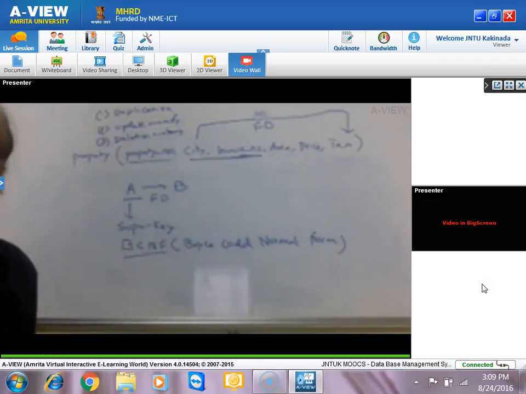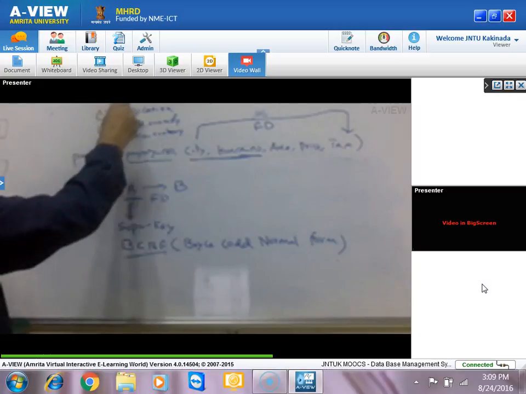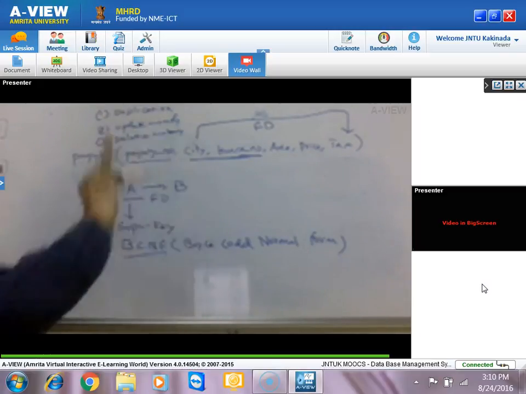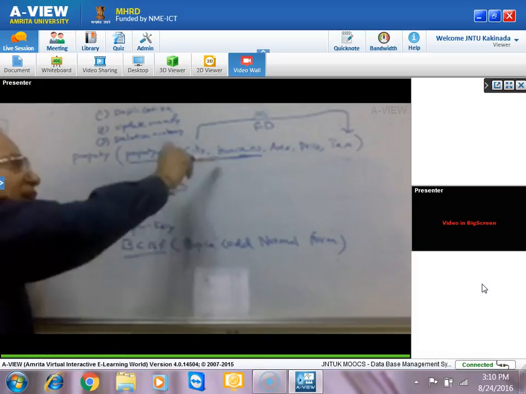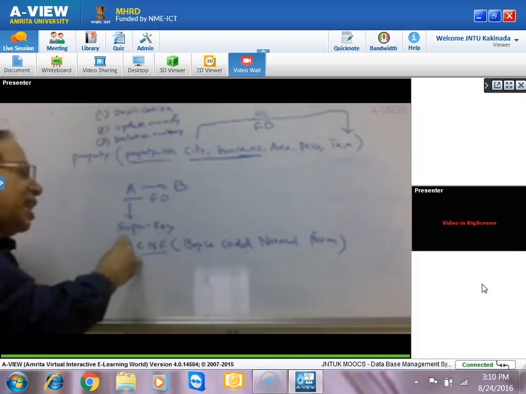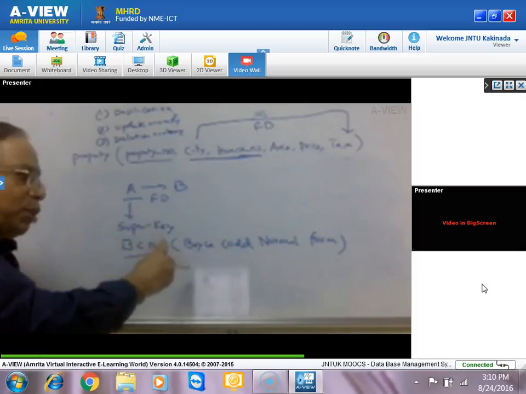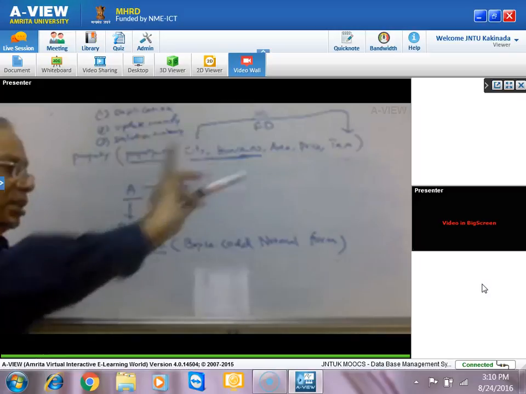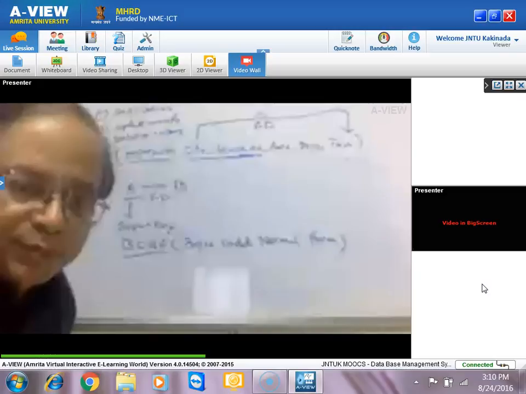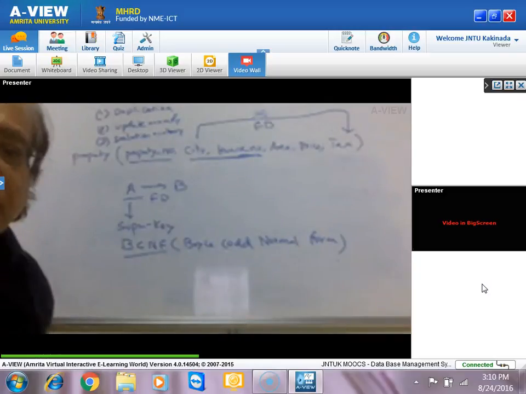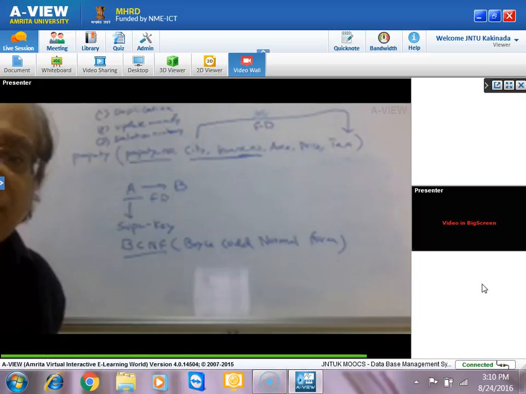If the relation doesn't satisfy that, it is not a good relation and it will suffer from duplication, update and deletion anomalies. If we want to avoid these things, we have to make a relationship that satisfies the Boyce-Codd normal form so that all the anomalies are avoided. Any questions? First, understand, it's very simple. Intuitively, if you understand this, you will not have any problem.